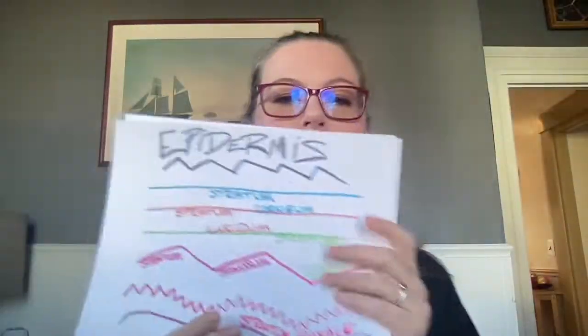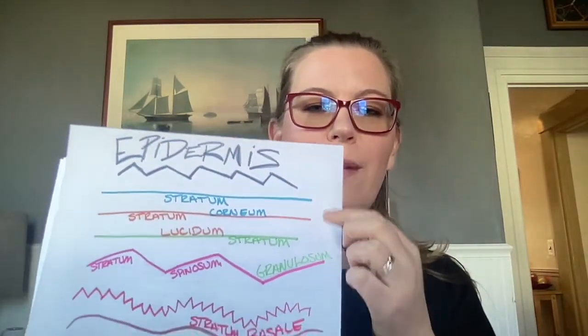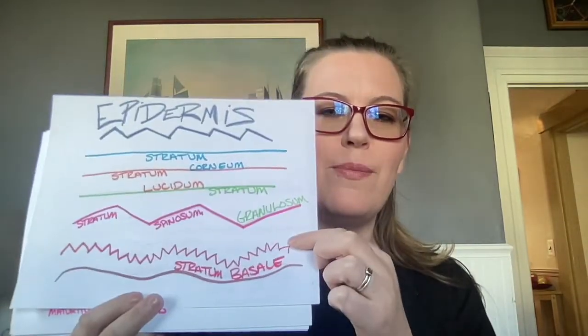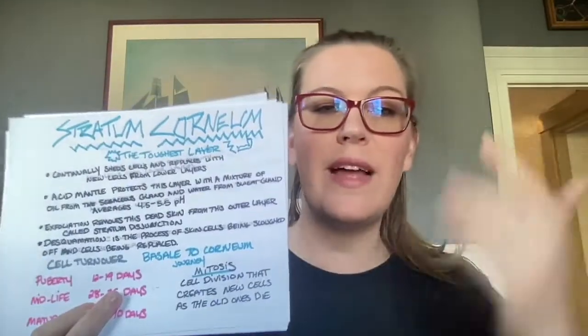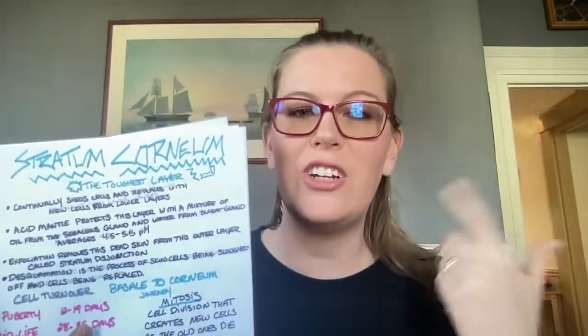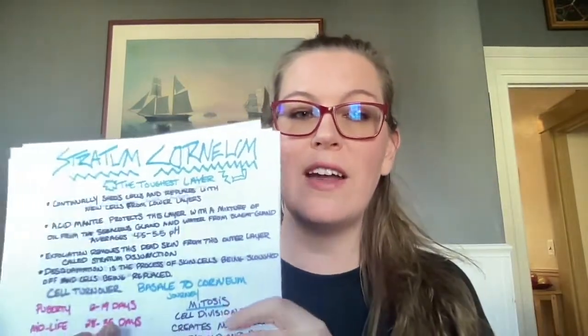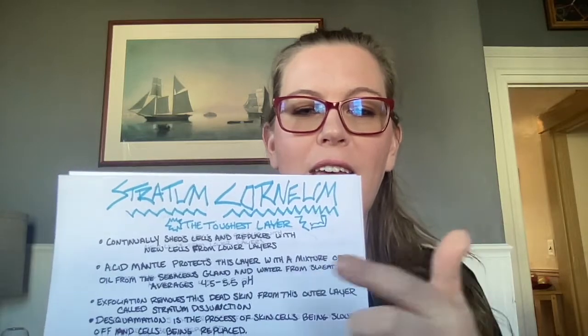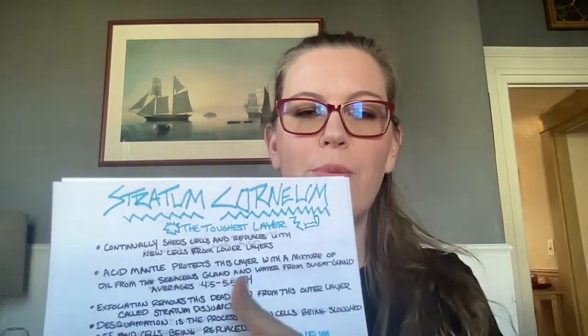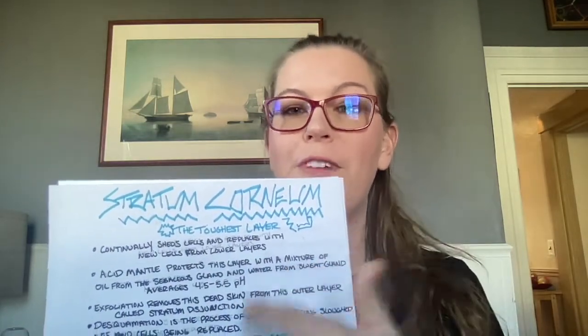These are our layers of our epidermis. We've got the stratum corneum, stratum lucidum, stratum granulosum, stratum spinosum, stratum basale. Stratum corneum, this is our toughest layer, this is our top layer, continuously shedding those cells and making new ones and new layers. Our acid mantle lays here. This is our protection. It takes oil from our sebaceous gland, and then from our sweat gland, and it makes that average pH of 4.5 to 5.5.